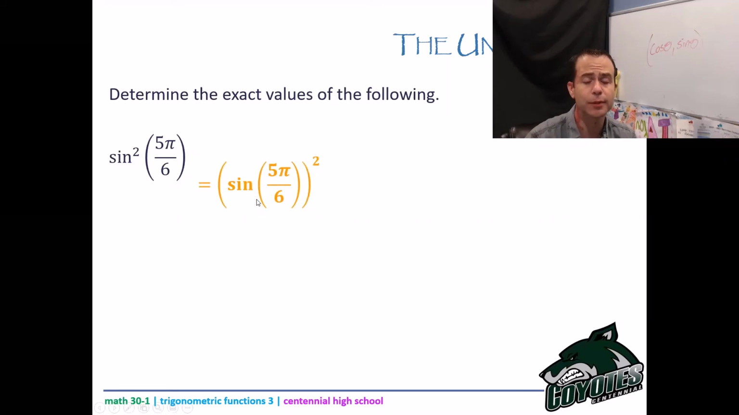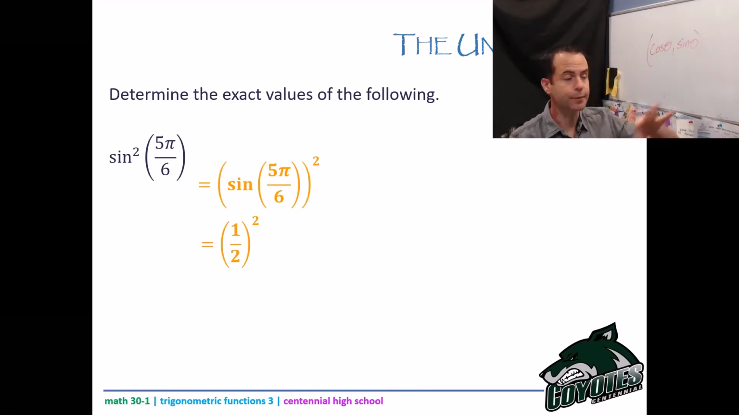So I'm going to figure out what the sine of 5 pi over 6 is first. The sine of 5 pi over 6 is a half. And all I'm doing there is I'm going to my unit circle, I'm going to 5 pi over 6, and I'm reading the y value. And then a half squared is a quarter.